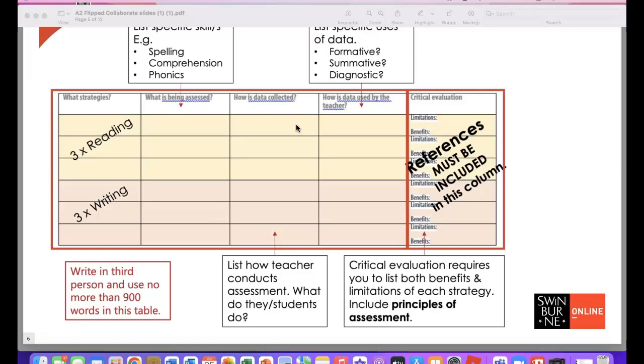So how do you collect it? How is it run? Is it one-on-one? Is it small group? Is it done online?